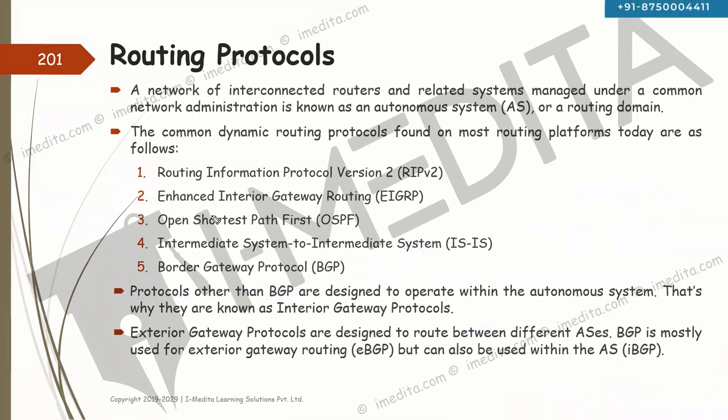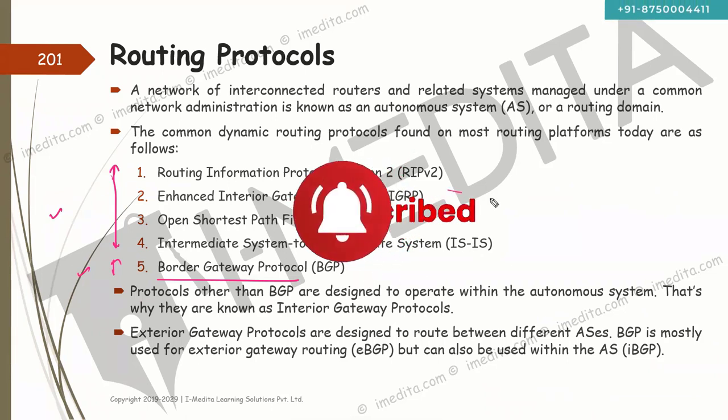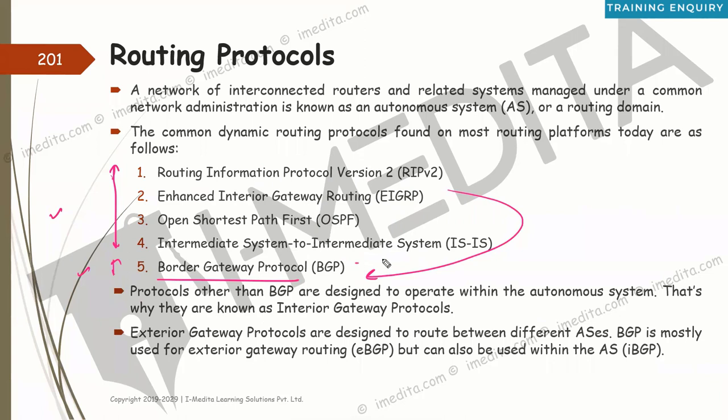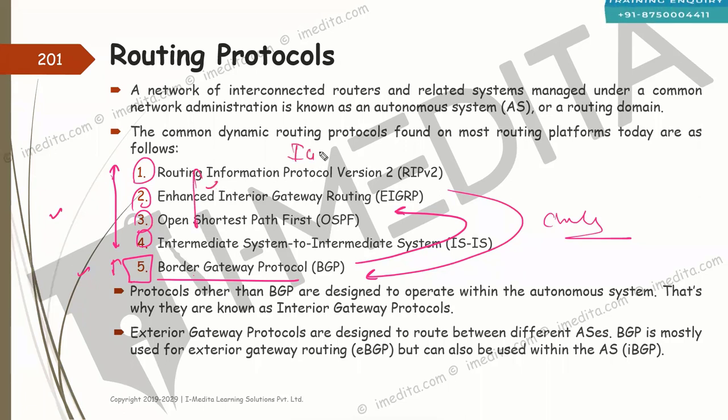However, remember, IGP protocols are called IGP protocols because they are designed to operate within the autonomous system. EGP protocols are called EGP protocols because they are designed to operate between autonomous systems. If you use an IGP protocol as an EGP protocol, or an EGP protocol as an IGP protocol, you might face a few challenges. Since this protocol is labeled as EGP, it should be used as EGP. Since these protocols are labeled as IGP, they should be used to perform routing within the autonomous system. We should not use IGP protocols as EGP, and we should not use EGP protocols as IGP unless there is a specific requirement for the same.